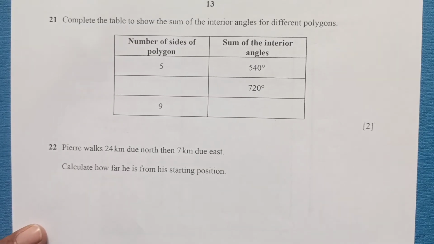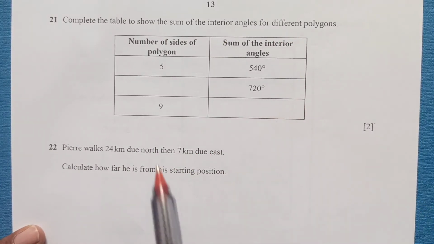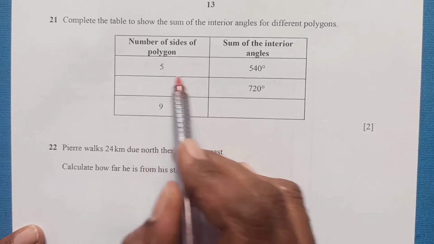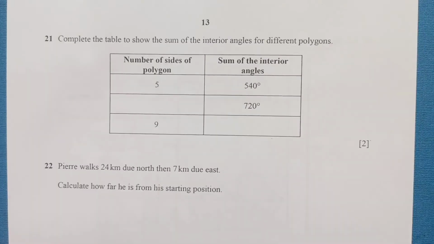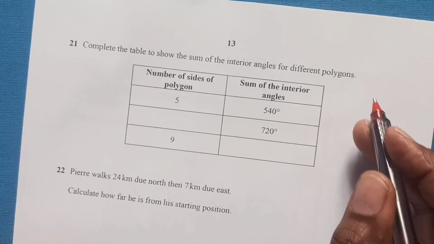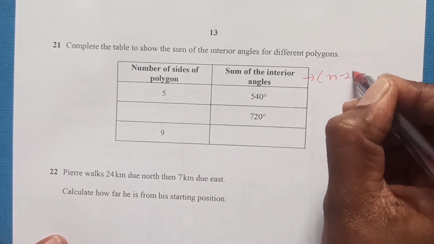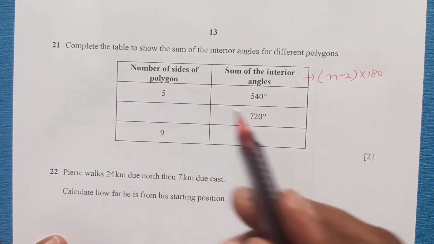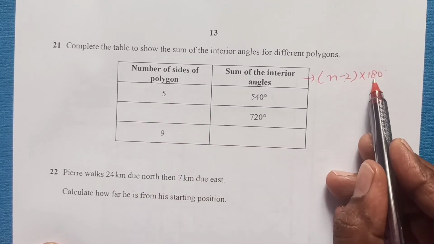Question 21. Complete the table to show the sum of interior angles. So we have here number of sides of polygon is 5 and we have this sum of interior angle is 540. So we have formula for sum of interior angles of a polygon. It is n minus 2 times 180. So n stands for the number of sides. So here we have 5 minus 2, that is 3 times 180.